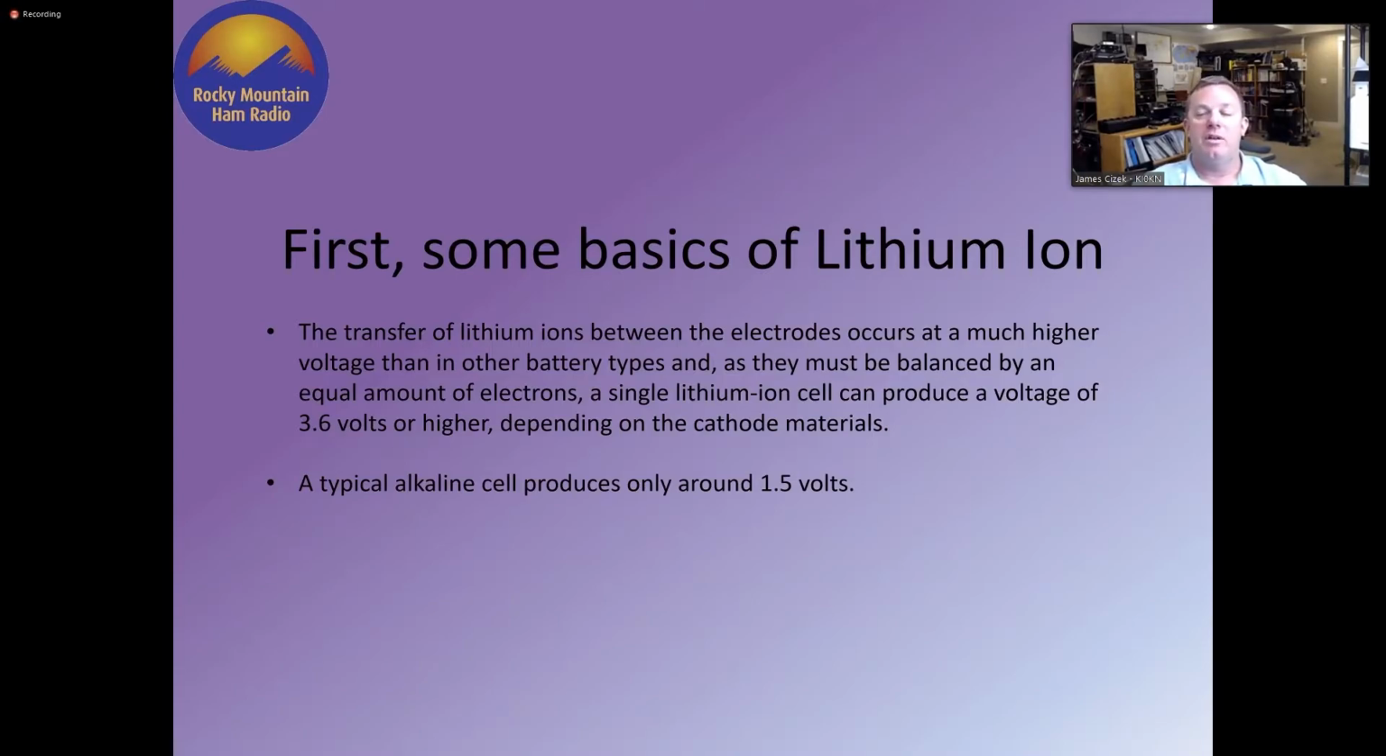So a single lithium ion cell can produce a voltage of 3.6 volts or higher, depending on the cathode materials. Think about an alkaline battery. Our old trusty alkaline non-rechargeables are about 1.5 volts. Lead acid is 2, and these can be 3.6, 3.7.